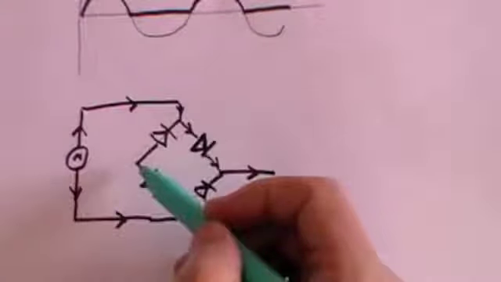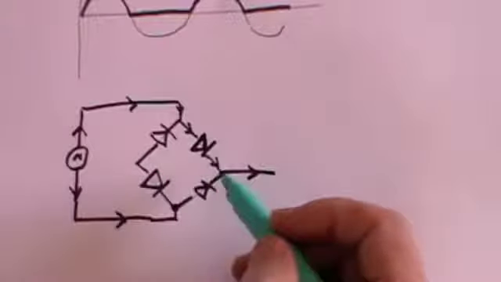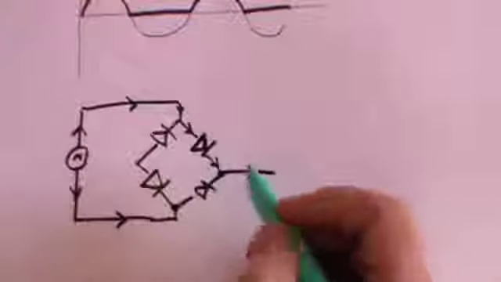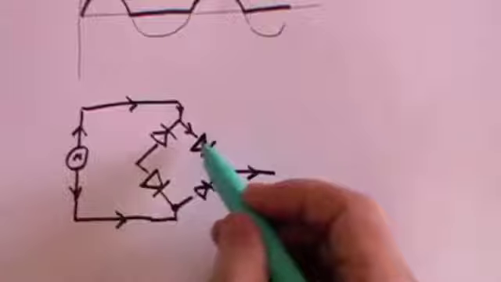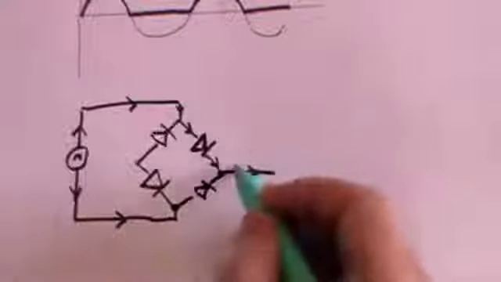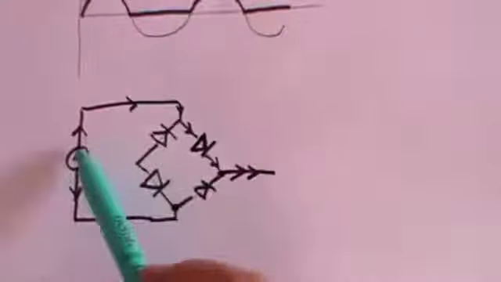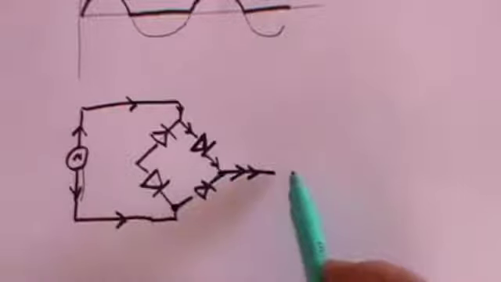Can't go that way because the diode is against it. It can go that way. What happens when it gets here? Can't go that way because the diode is against it. It must go this way. So, no matter which way the current comes out of the alternating current supply, it always ends up going in this direction by the time it gets beyond the bridge rectifier.